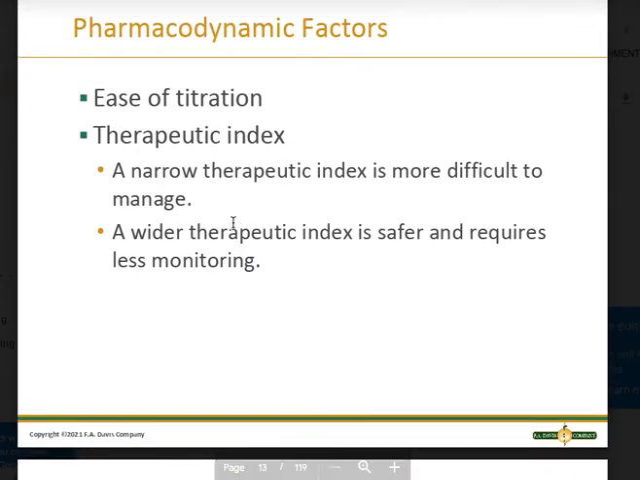Pharmacodynamic factors, I'm just going to touch real quickly on therapeutic index. A term you'll hear is a narrow therapeutic index medication. That means that it has a very small window in which it is therapeutic. So Coumadin, the blood thinner, has an INR window for AFib of 2.0 to 3.0. Any higher, they're at risk for bleeding. Lithium, therapeutic window 0.6 to 1.4. Any higher than that, you're risking mental status change, coma, and death.